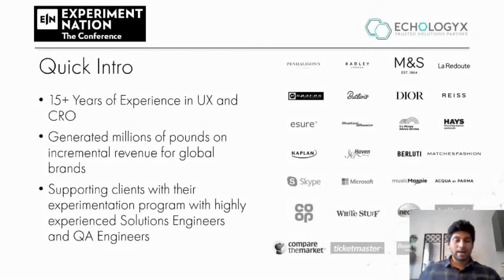And at the moment, I am working at Ecologics as the Chief Operating Officer. We have got over 70 engineers, a mixture of developers and QA engineers, supporting our clients with their A/B testing, development, and QA.